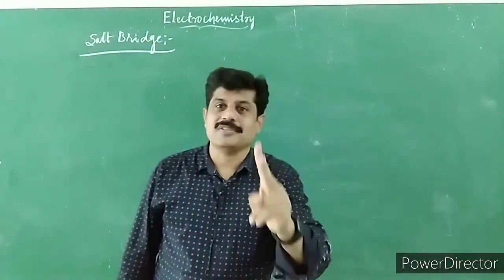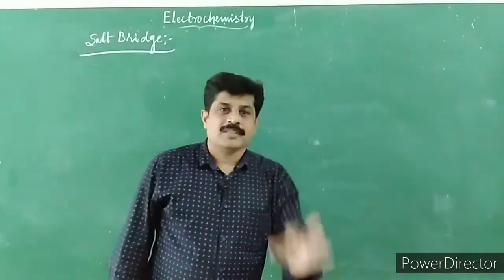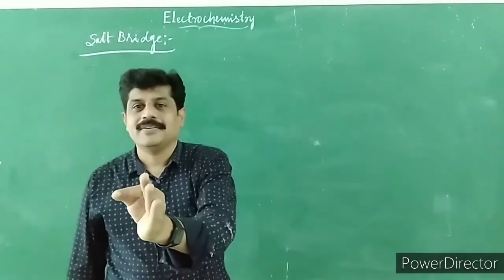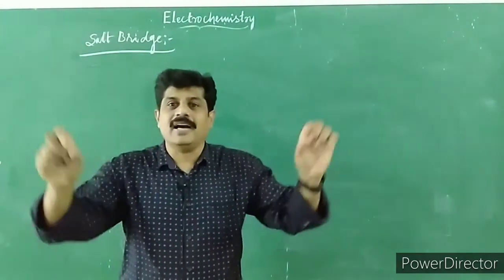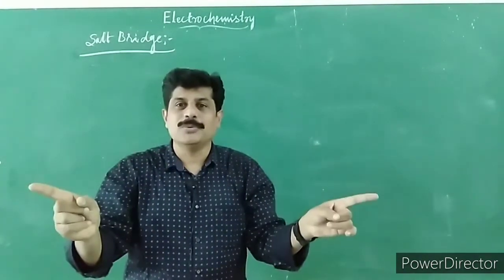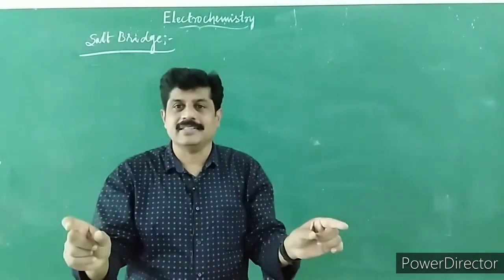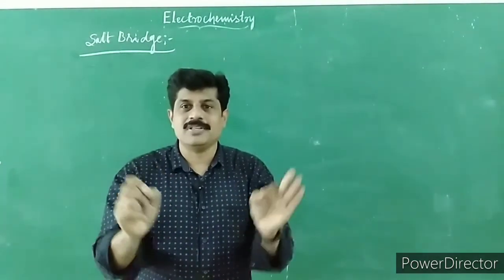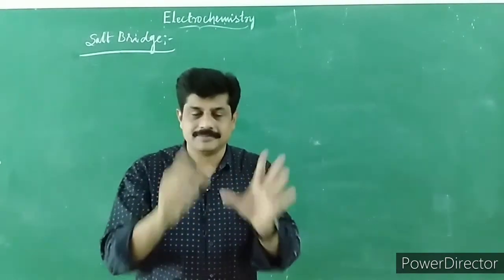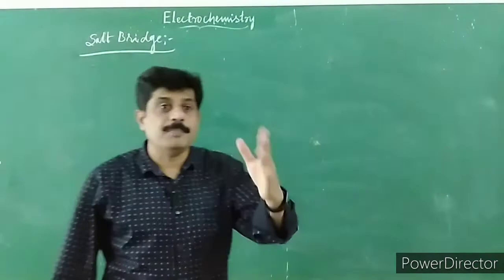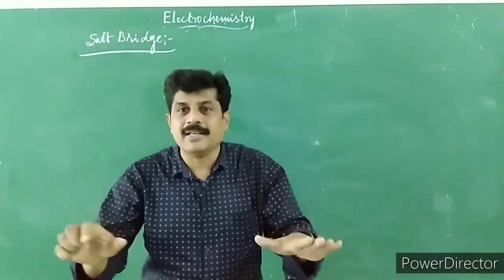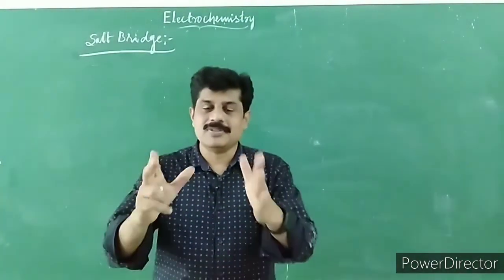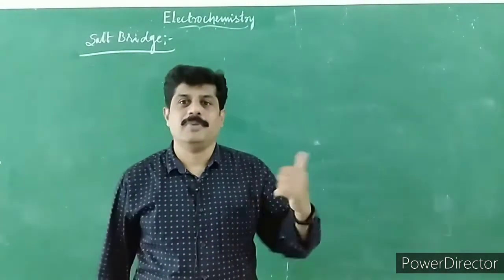There are two important functions of a salt bridge. Number one, the salt bridge completes the circuit internally, whereas the electrical wire you are connecting between the two electrodes of the container or half cell completes the circuit externally. I repeat, the salt bridge completes the circuit internally. Second one, the salt bridge maintains the electrical neutrality in the two half cells or containers. Those are the two important functions of a salt bridge.